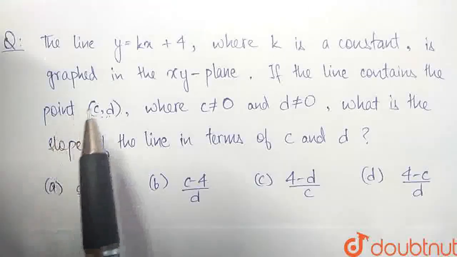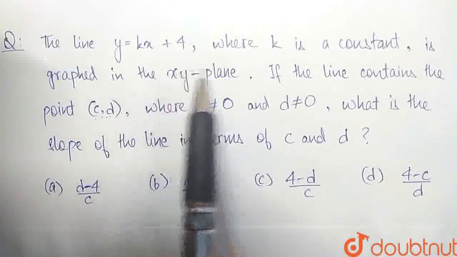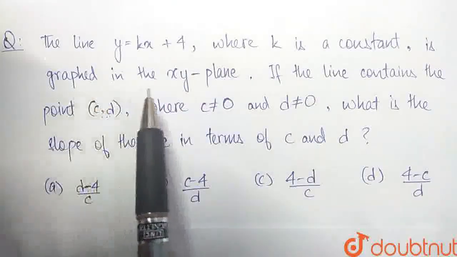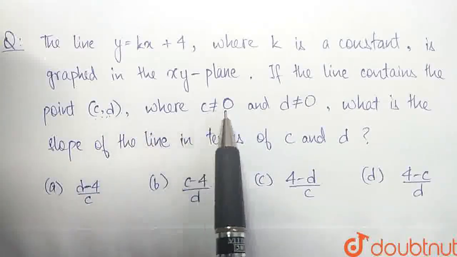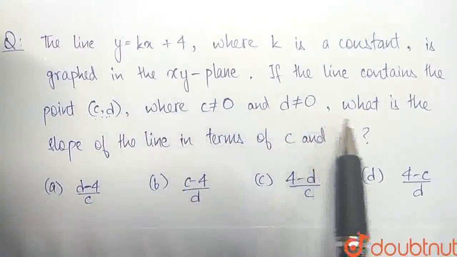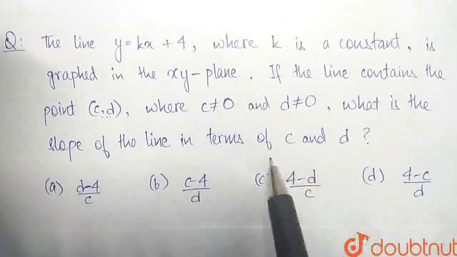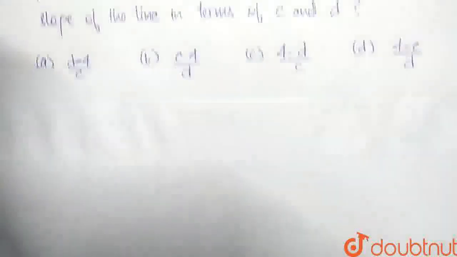The question here says the line y equals kx plus 4, where k is a constant, is graphed in the xy plane. If the line contains the point (c, d), where c is not equal to 0 and d is also not equal to 0, what is the slope of the line in terms of c and d? Right.